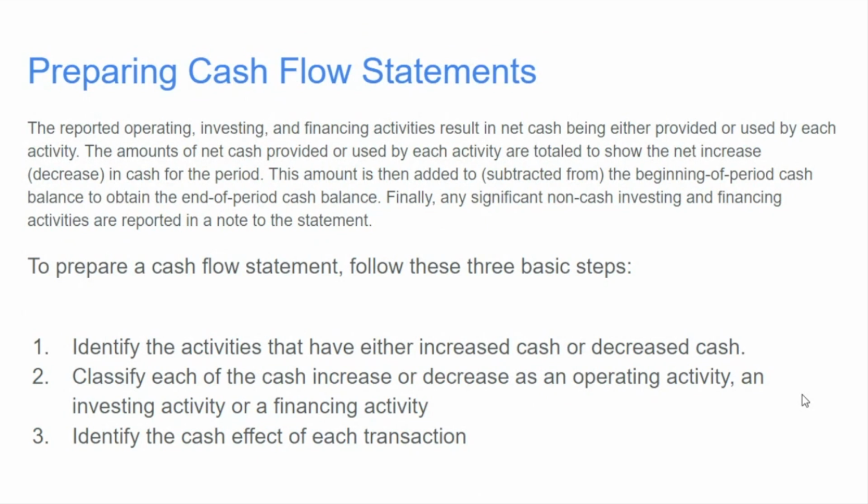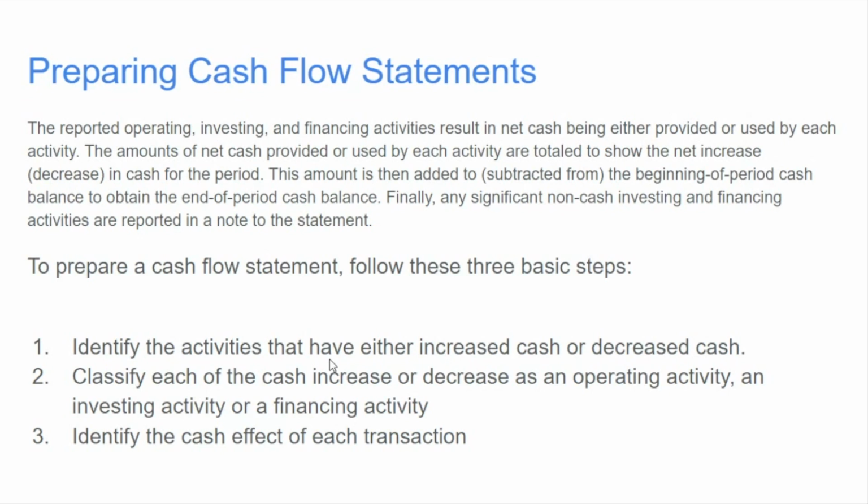So these statements are prepared normally by accountants, okay? It's not something that generally the owner of the business would do, because it requires a good knowledge of accounting. But what do they need to do in order to do this? So you understand basically what the accountant is doing. To prepare a cash flow statement, they've got to go through these three basic steps. They've got to identify the activities. So what was it that happened in the business during the year? And they're going to put them in one of those three categories: operating, investing, or financing.